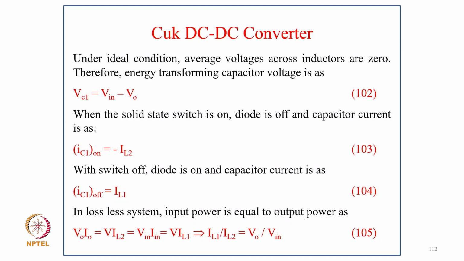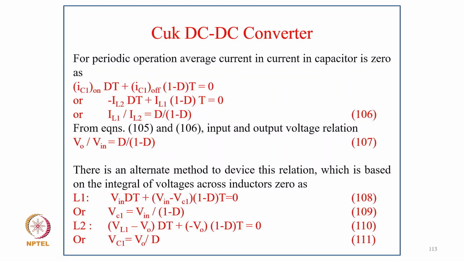So the energy transferring capacitor voltage is Vc1 equal to Vin minus Vo. When the switch is on, the diode is off, and the capacitor current is IC1 on equal to minus IL2. With the switch off, the diode is on, and the capacitor current is IC1 off equal to IL1. In a lossless system, the input and output power are equal. So Vo times Io equals Vin times IL1, or IL1 upon IL2 equal to Vo upon Vin.